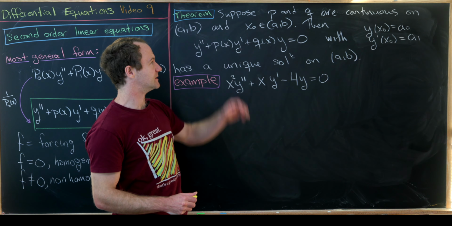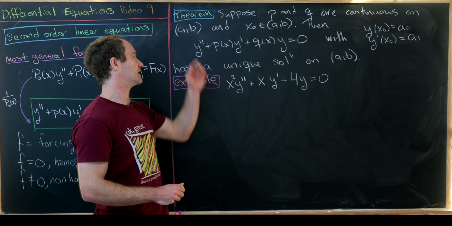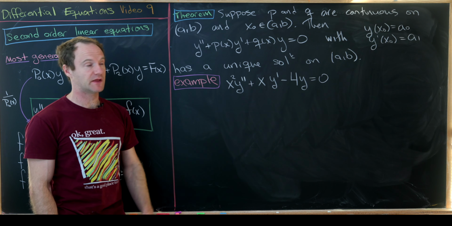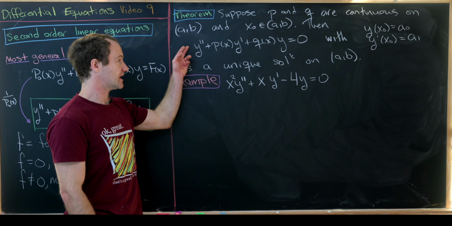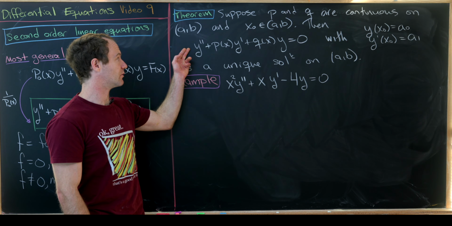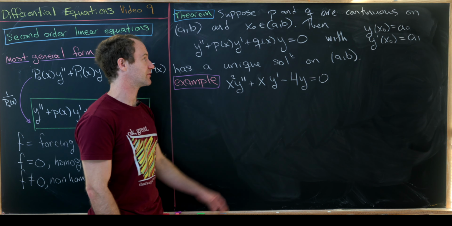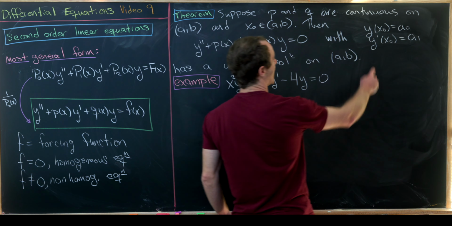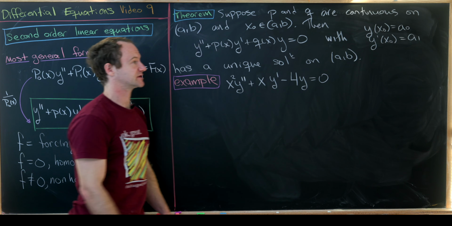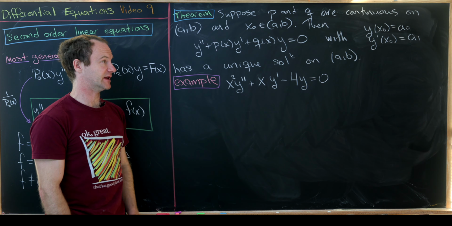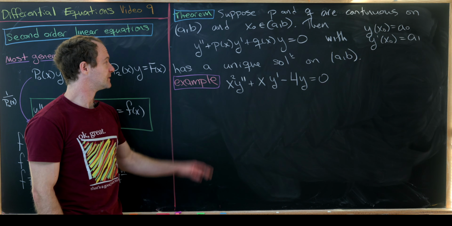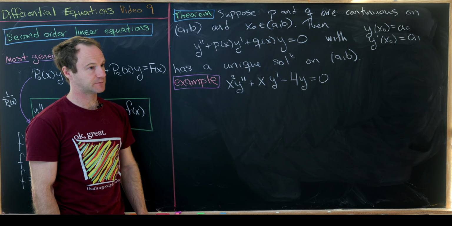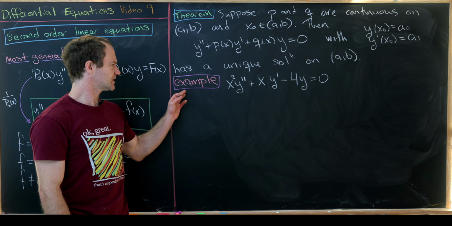Okay, so let's suppose that p and q are continuous on an interval (a, b), and x naught is some number on that interval (a, b). Then the initial value problem, y double prime plus p of x times y prime plus q of x times y equals 0, with y evaluated at x naught equals a naught and y prime evaluated at x naught is a1, has a unique solution on the interval (a, b). Good. So let's look at this example.